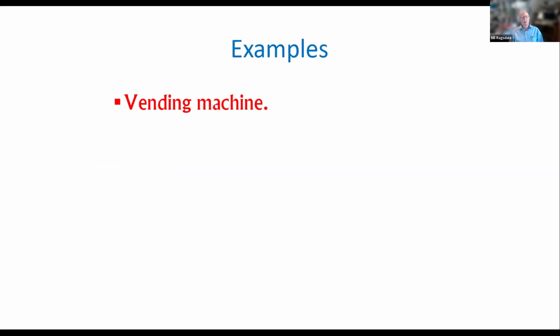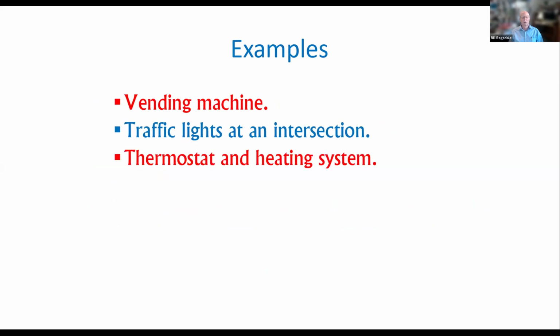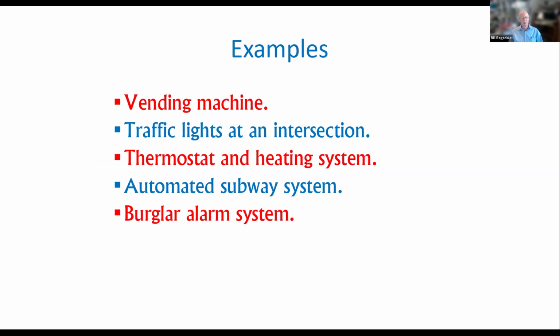Now, some examples would be everyday life, things like a vending machine, or traffic lights at an intersection where you have different conditions. A heating system, where the thermostat has a number of settings, plus the heat system can be heating and cooling, and it can have a fan and door. An automated system, of course, would be a huge example.